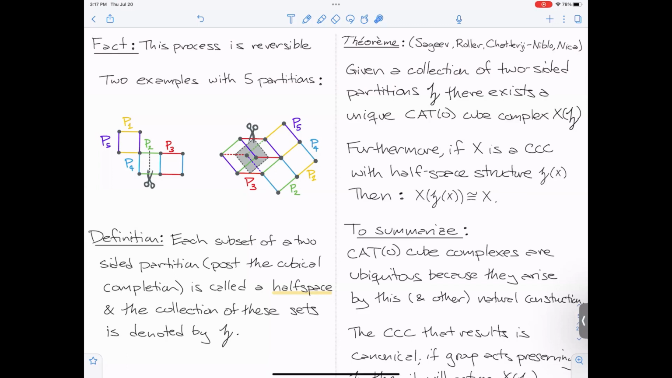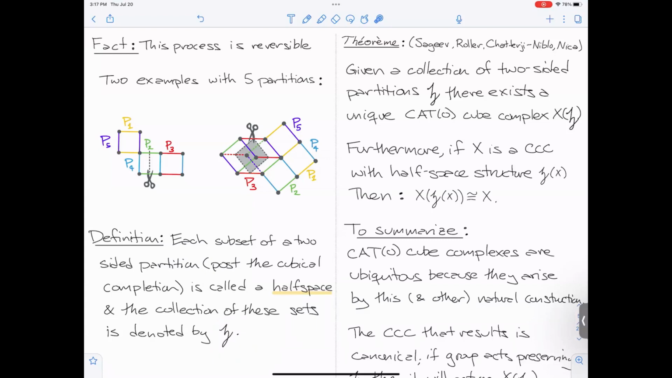So the main character in this story is going to be the half spaces. And so the half spaces will be the sides of these partitions. And I will use this mathfrak H to denote the collection of these partitions, of these half spaces. And I call them half spaces.